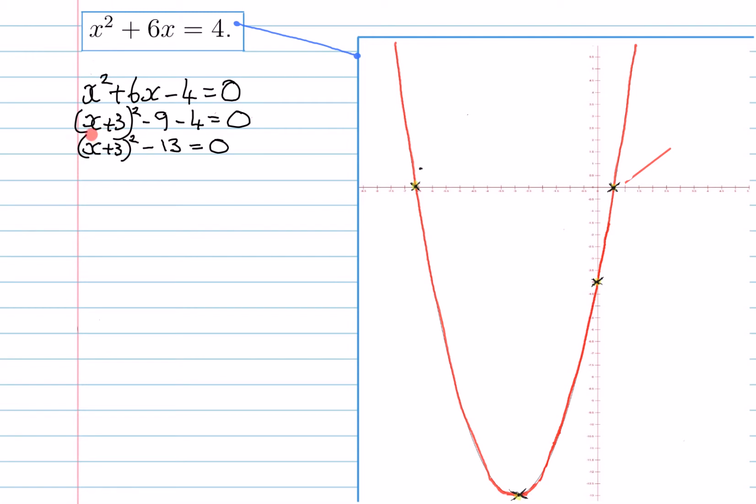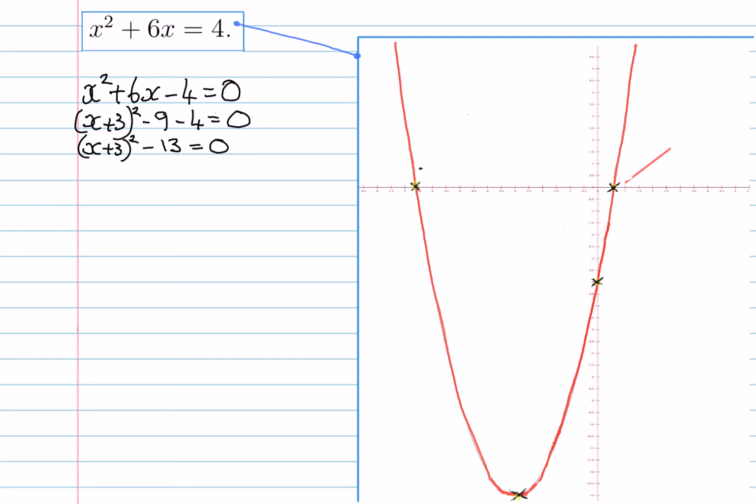We have the perfect square term here, and we also have the single number. Now this single number will tell us the minimum value for our U-shaped curve here. This minus 13, you can see that the minimum value of the y value here is right down here at minus 13.